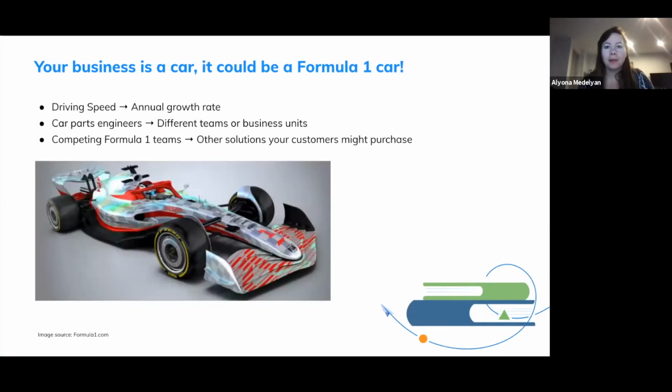So why benchmarking? Well, your business is a car, but it could be a Formula One car. If you think about it, the driving speed is similar to an annual growth rate. Your car parts engineers, the people working on a Formula One, are different teams or different business units working together in tandem. And in the case of Formula One specifically, there are other teams building similar Formula Ones. And these are other solutions that your customer might be purchasing. So I just want to use this analogy to explain what benchmarking is.